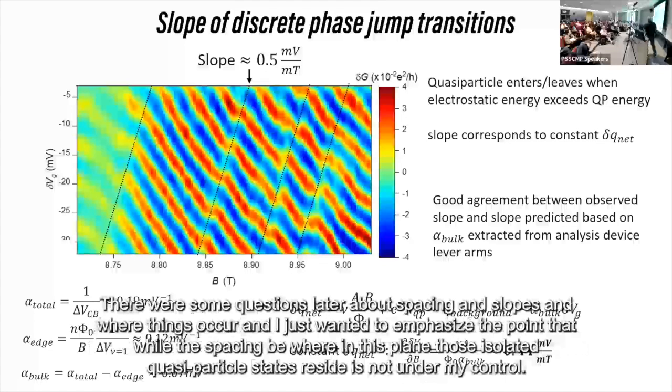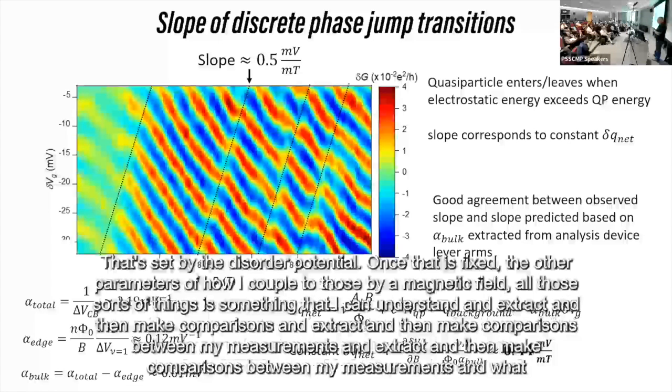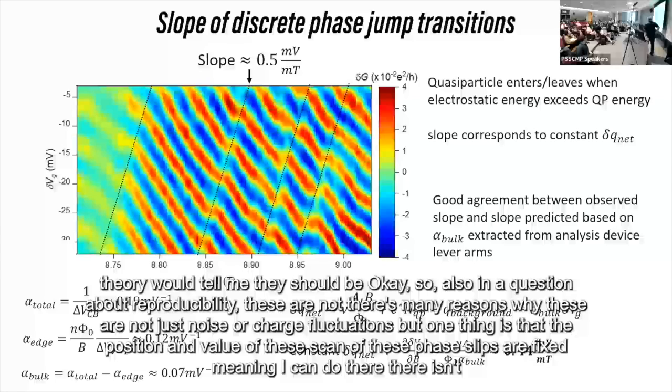So there were some questions later about spacing and slopes and where things occur. And I just wanted to emphasize this point that while the spacing, where in this plane those isolated quasi-particle states reside, is not under my control, that's set by the disorder potential. Once that is fixed, the other parameters of how I couple to those via magnetic field, gate voltage, all those sorts of things, is something that I can understand and extract, and then make comparisons between my measurements and what theory would tell me they should be.